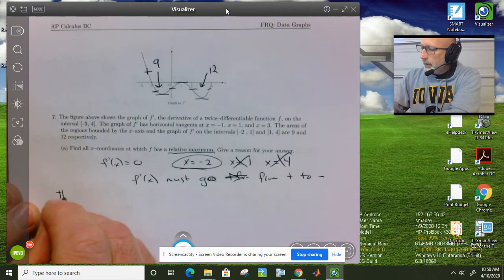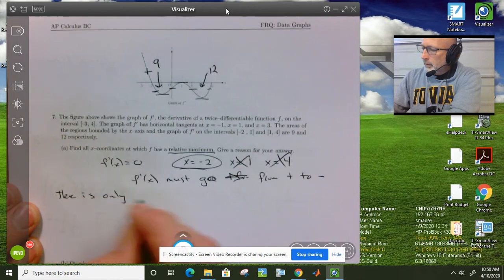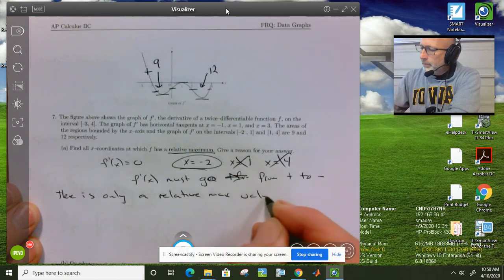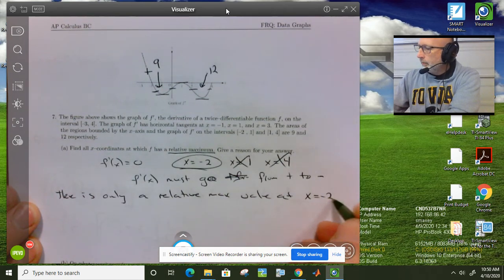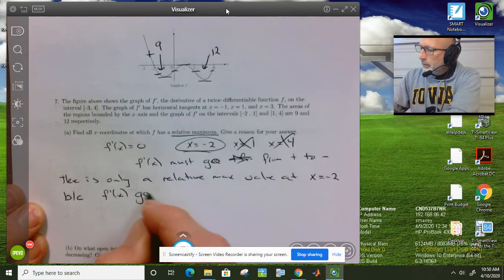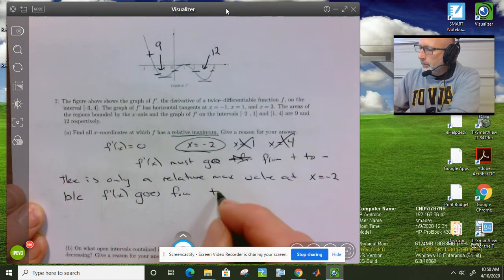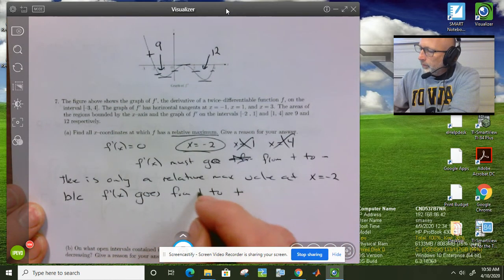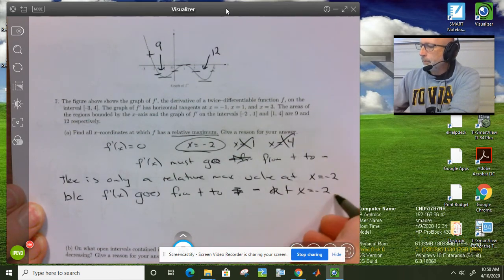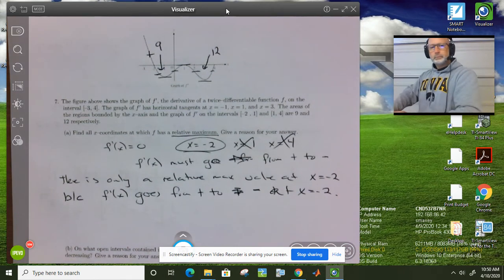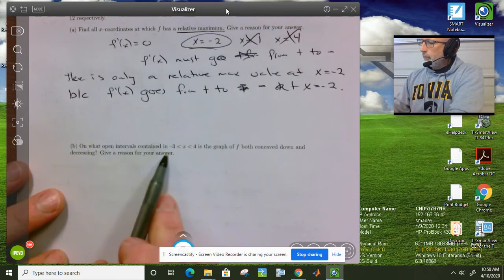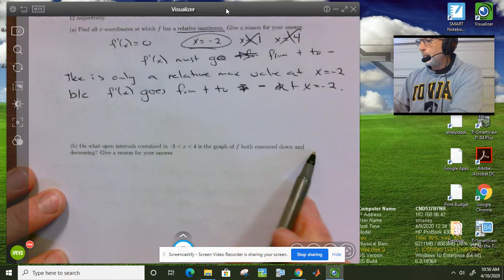So there is only a relative max value at x equal to -2, because f prime of x goes from positive to negative at x equal to -2. Okay? Okay. B, on what open intervals contained between -3 and 4 is the graph of f both concave up and decreasing?